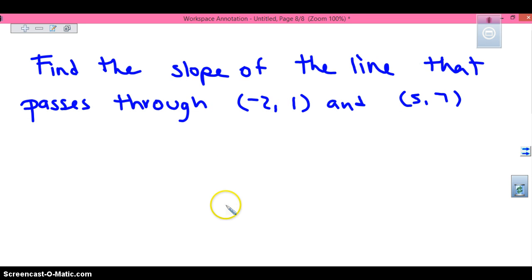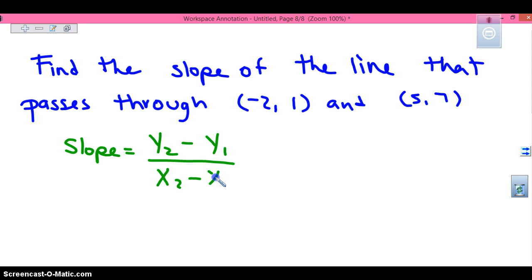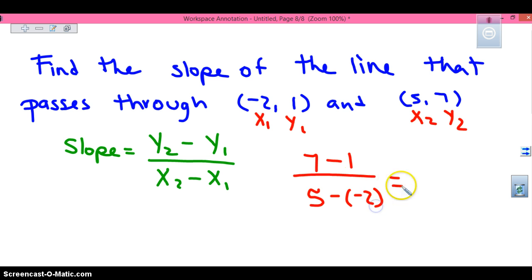If we have to find the slope of the line that passes through ordered pair -2, 1 and ordered pair 5, 7, what do we have to use? The formula y sub 2 minus y sub 1 over x sub 2 minus x sub 1. So we can call this ordered pair x sub 1, y sub 1, and this one x sub 2, y sub 2, and we would substitute 7 minus 1 over 5 minus -2. This means 6/7.